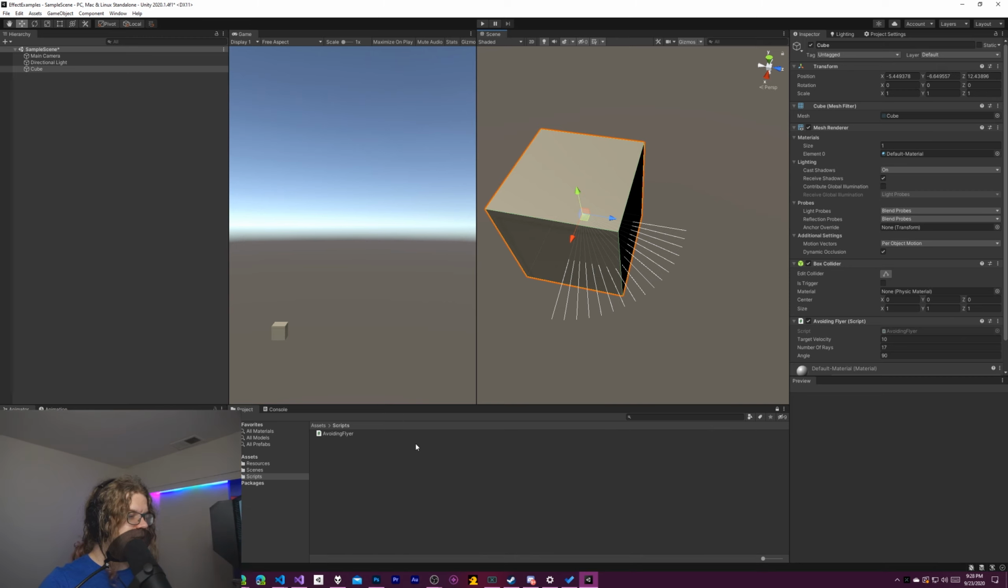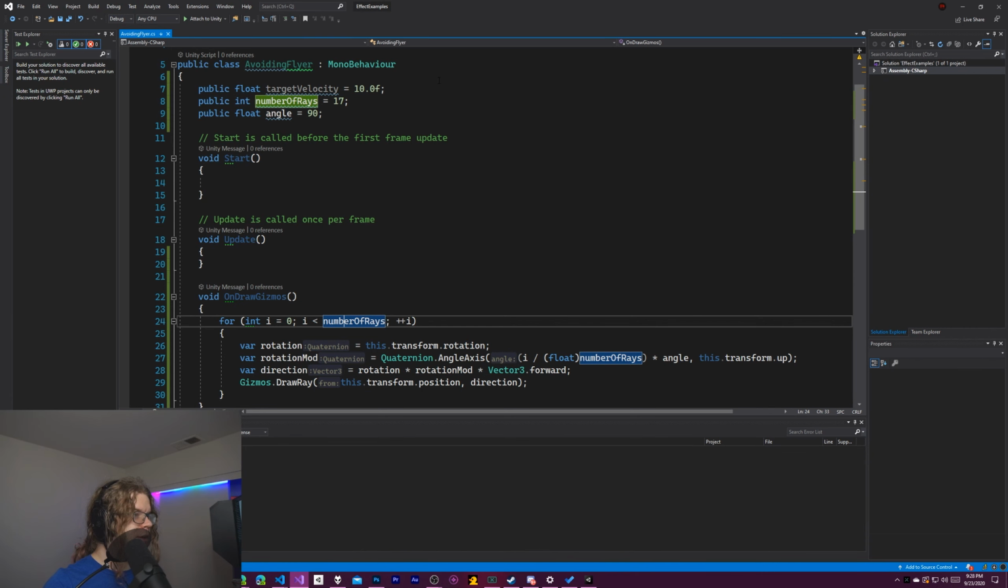So we need to spread those out a little bit more by going here and changing this formula a little bit. So right now it's I divided by number of rays. We actually want something else. So I divided by the number of rays times angle times 2 minus the angle.